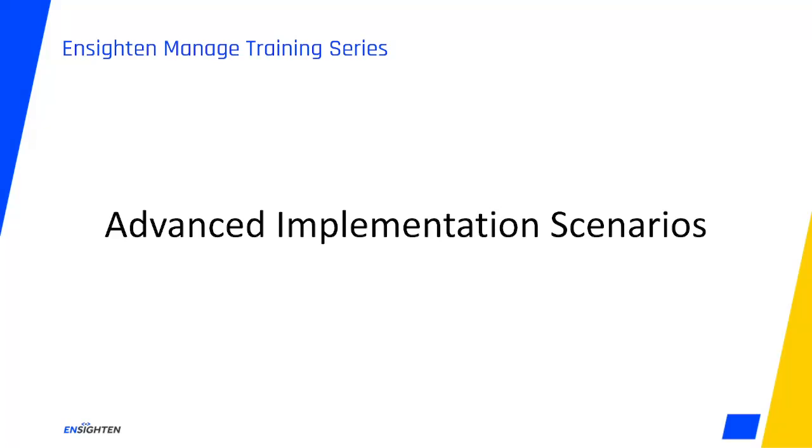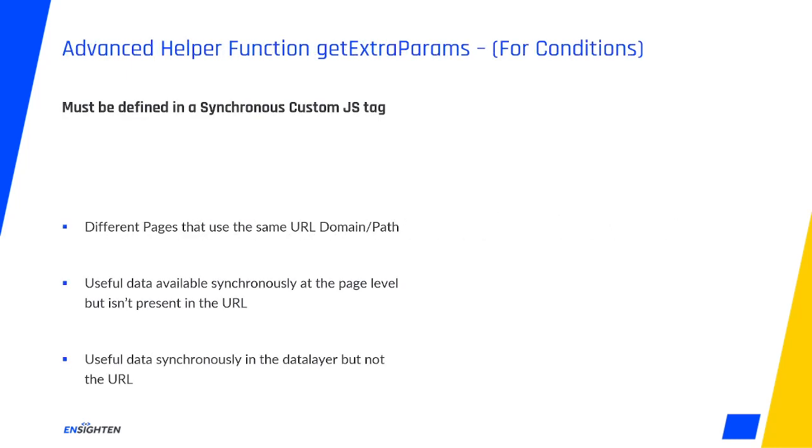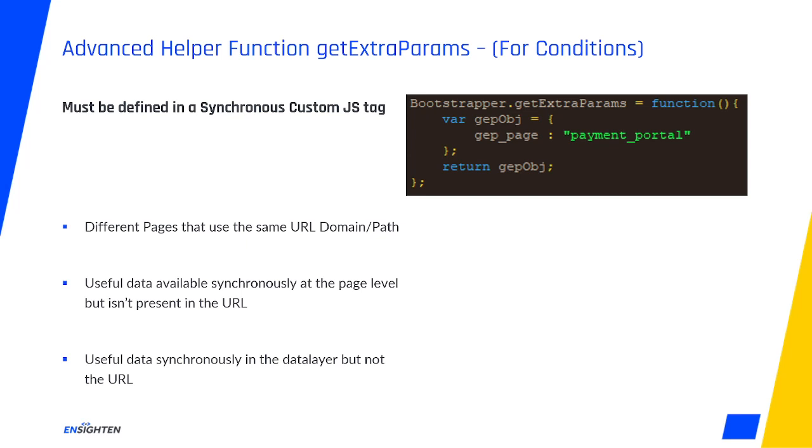This time we're talking two specific advanced scenarios that occur often enough to warrant their own training video. First up is the getExtraParams function. This is a special function that can be set up to provide extra information for the sake of conditioning. It must be defined in a synchronous custom JavaScript tag, and only one may exist on a page.